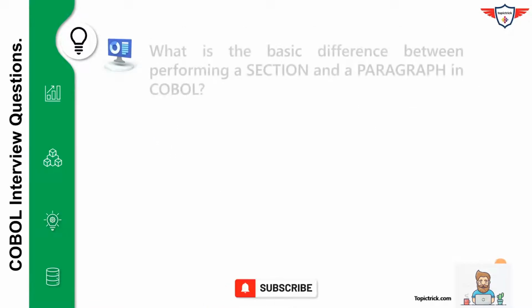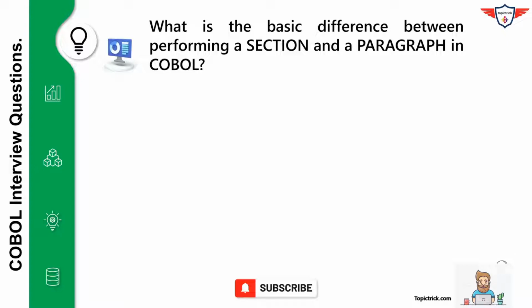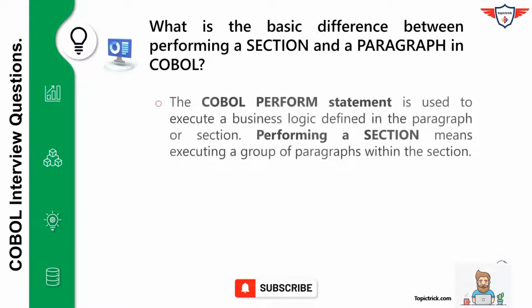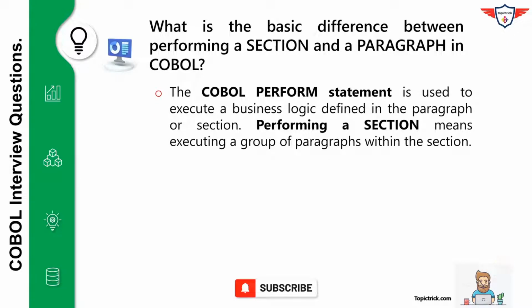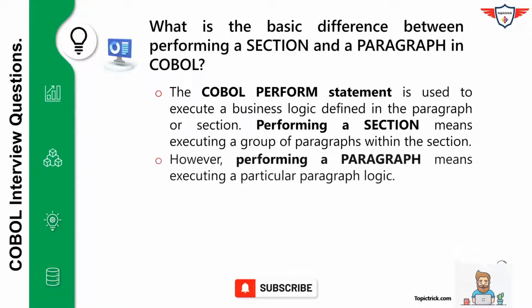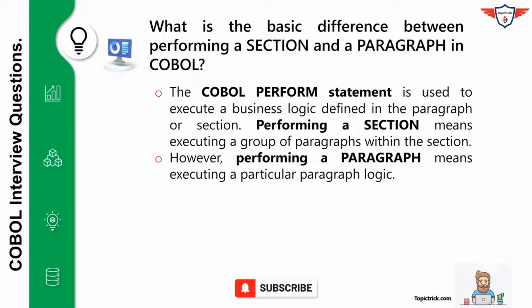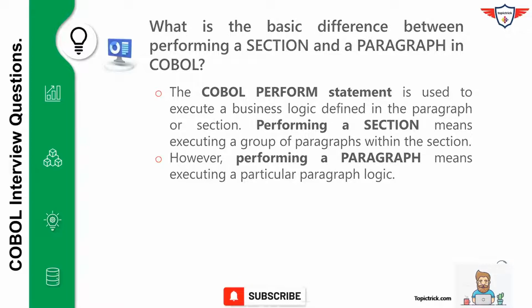What is the basic difference between performing a section and a paragraph in COBOL? The COBOL perform statement is used to execute a business logic defined in the paragraph or section. Performing a section means executing a group of paragraphs within the section. However, performing a paragraph means executing a particular paragraph logic.